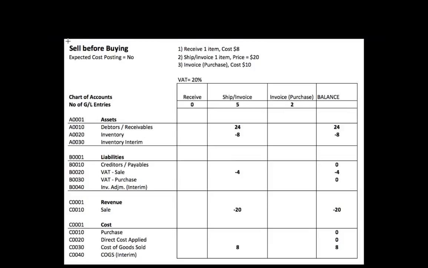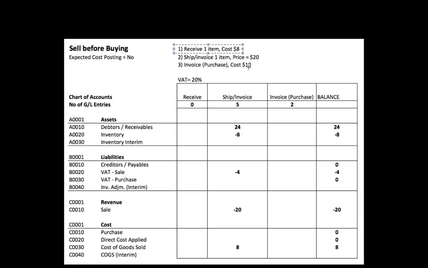So in this case of selling before buying, the flow is that we create a purchase order of one item which we will receive at an expected cost of 8. We then go, without invoicing it, to a sales order which we both ship and invoice. And then we go back to the purchase order and invoice it, now at a cost of 10. So the flow is that at the point in time where we receive the item, we haven't received the invoice from our vendor.